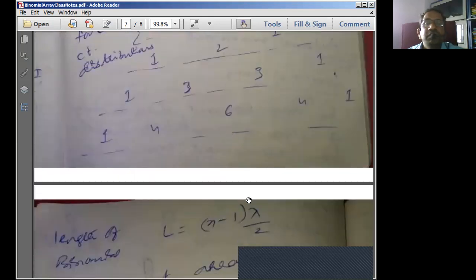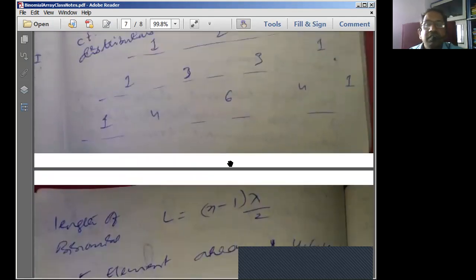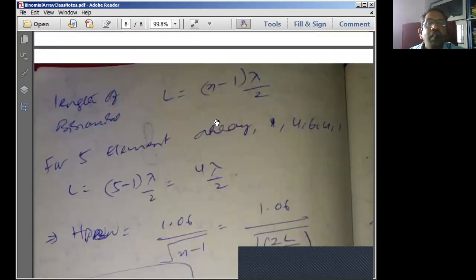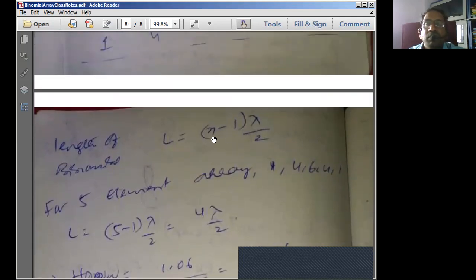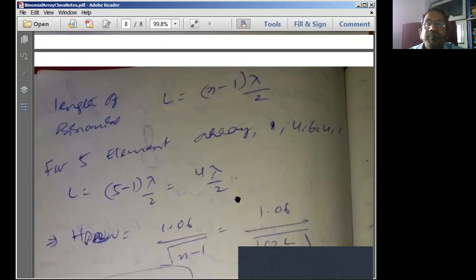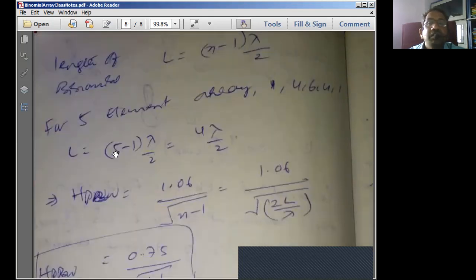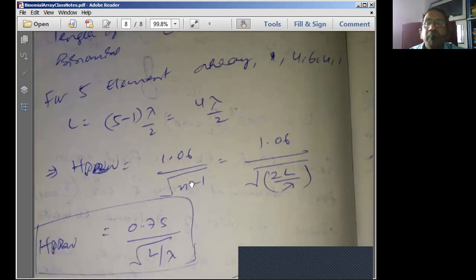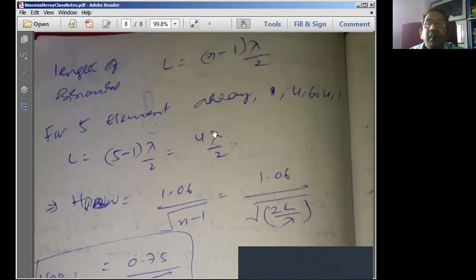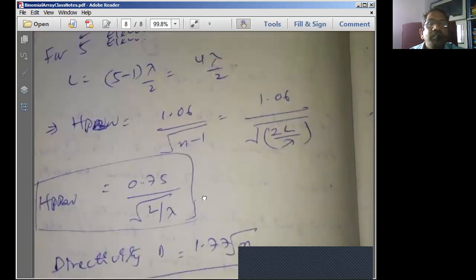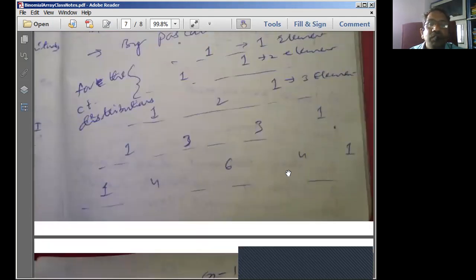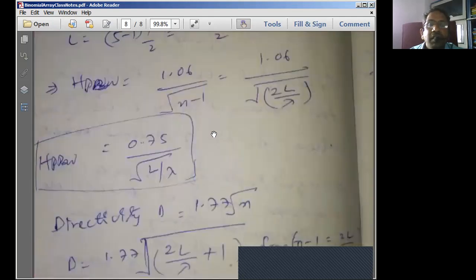Okay, so with this we are going to have the array pattern arranged something like this. Because of this, the overall length of the binomial array becomes equal to n minus 1 times lambda by 2. If you take n equal to 5 elements, then you have 4 lambda by 2 as the length of the array. And what is going to be the combination of the array? Binomial combination 1 4 6 4 1, similar to the Pascal triangle we computed just now. In the Pascal triangle, 5 elements means 1 2 3 4 5 should come. So 1 4 6 4 1. This is the combination we get for the current distributions.